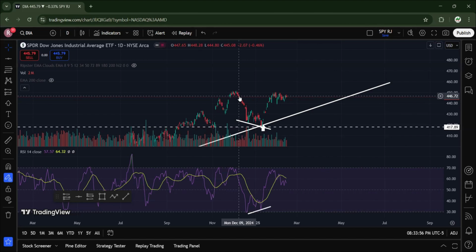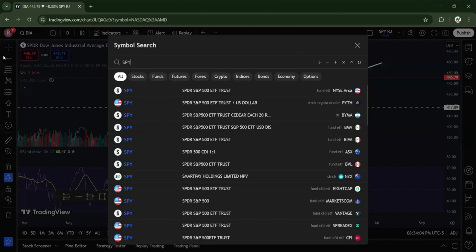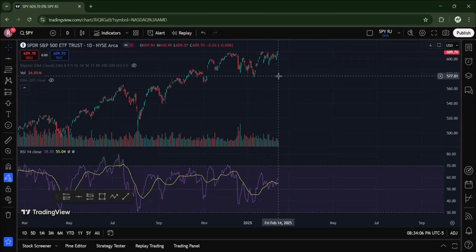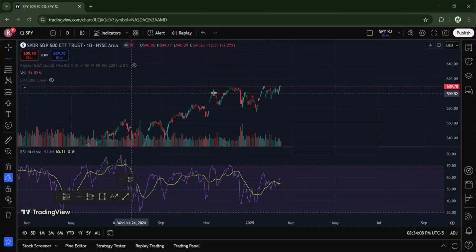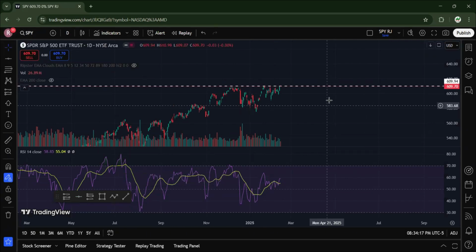Okay, let's talk about an example that hasn't played out yet, but I'll teach you exactly how I plan to use it. So if we look at SPY, let me show you exactly what I would look for. Notice that SPY is right near a key level, pretty much at all-time highs.